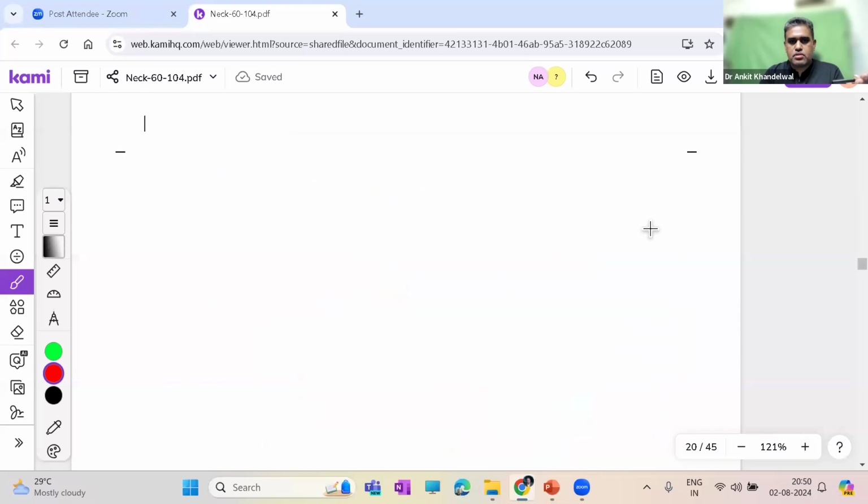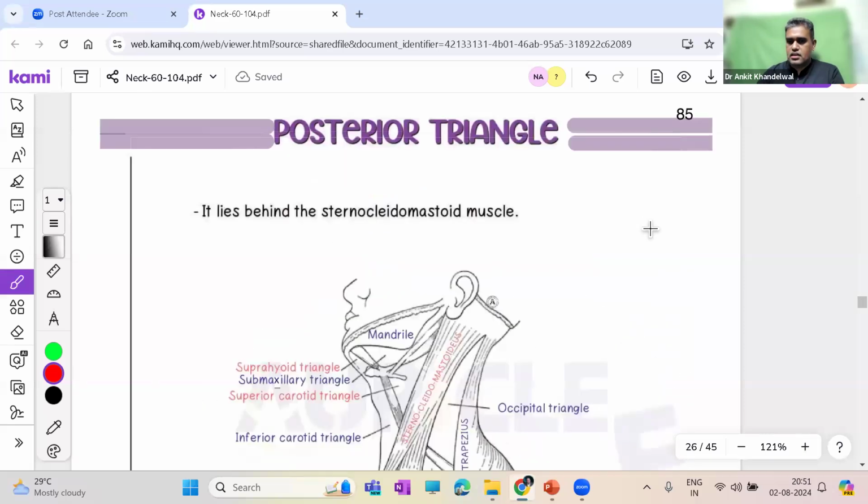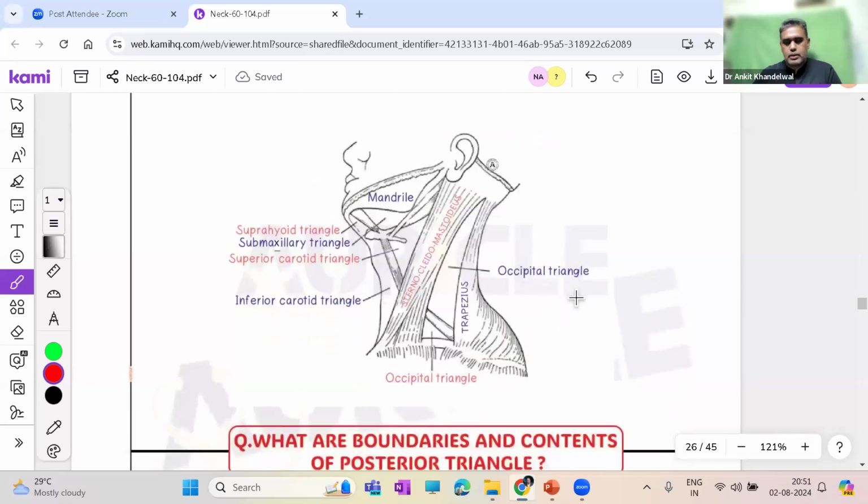Let us look at the posterior triangle. Just give me 1 second. Okay, right over here. So now, what are these triangles? Let us just give an overview today, and tomorrow we'll discuss more of the triangles. So we have done the deep fascia. What we have covered by now, we should be proud of it, that we have covered the deep fascia of the neck. Above it, we have the skin and superficial fascia.